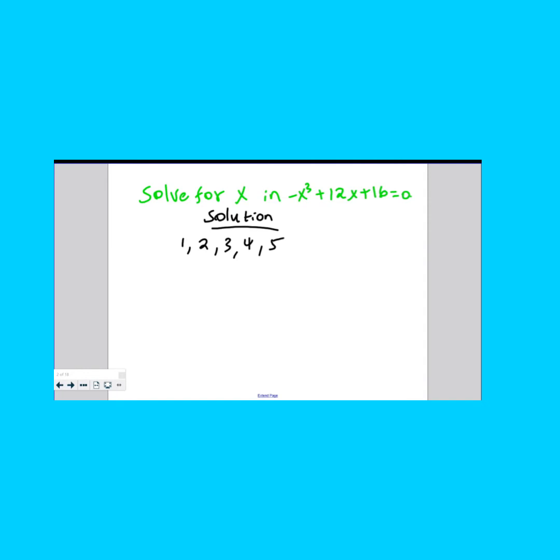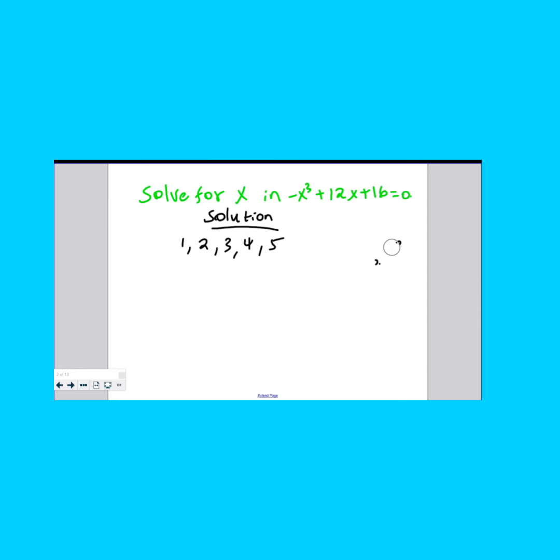So if I input, for example, the case of 1, it will give me negative 1 cubed plus 12 times 1 is 12, then plus 16. Definitely this can never give me 0, because negative 1 plus 28 is 27. So 27 can never be equal to 0, and that one will not give me the value that I want to find.